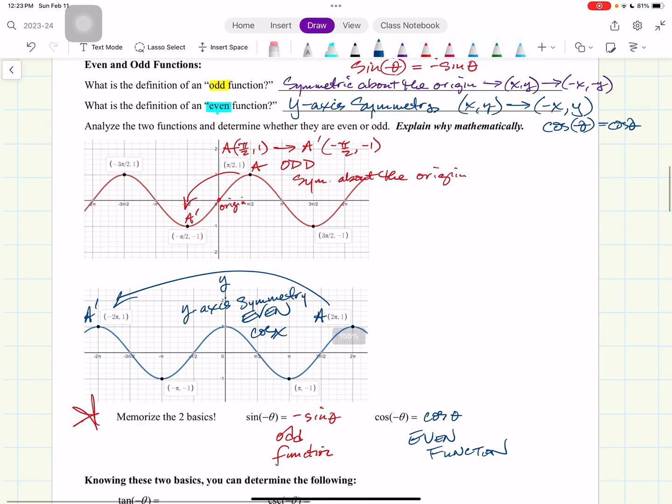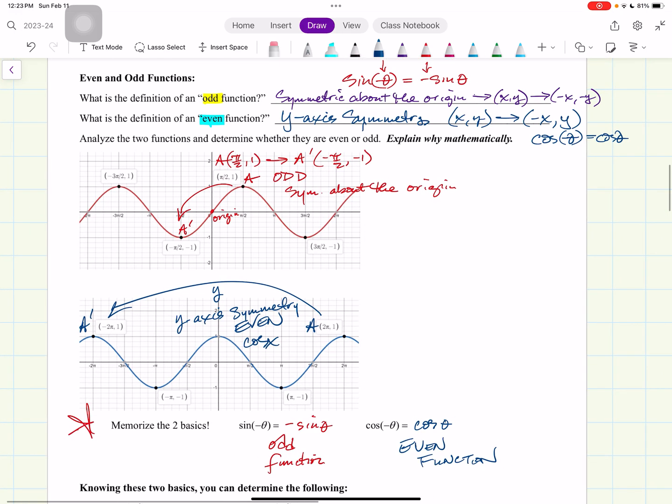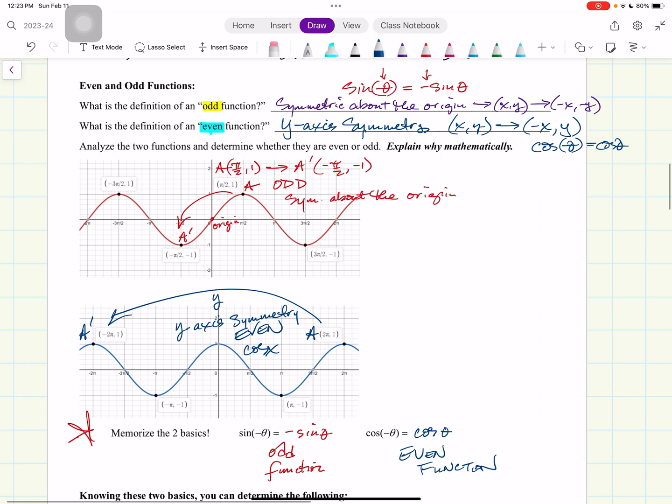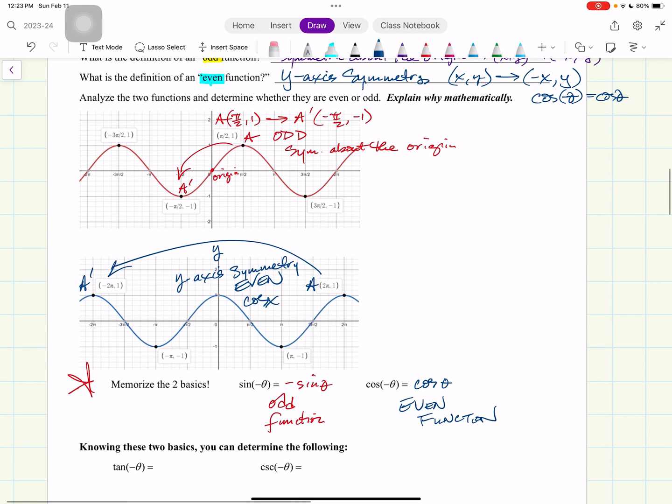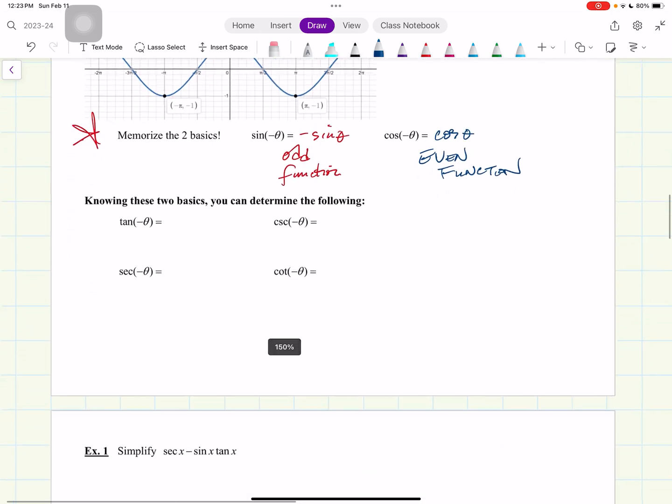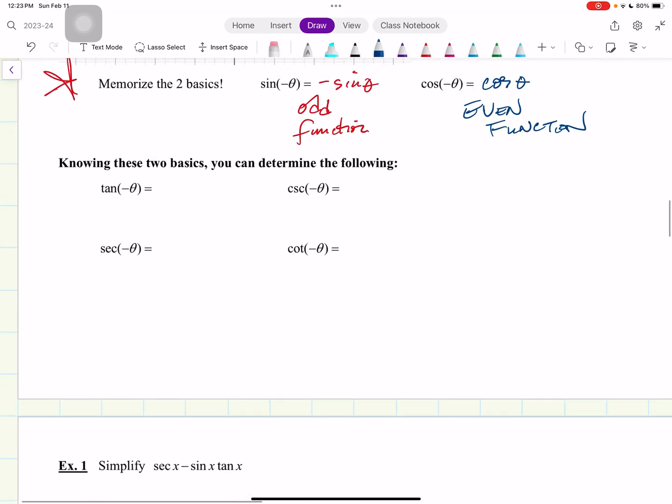Okay, so that's just integrating what we learned a long time ago with regular functions to trig functions, sine and cosine. Sine is odd, meaning it has origin symmetry or 180 degree rotational symmetry. And the cosine function is an even function that has y-axis symmetry. So because of that, watch this. If you know sine is odd and cosine is even, then you can figure out the rest of these.